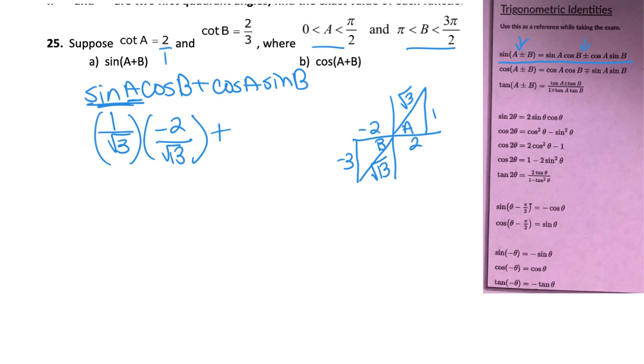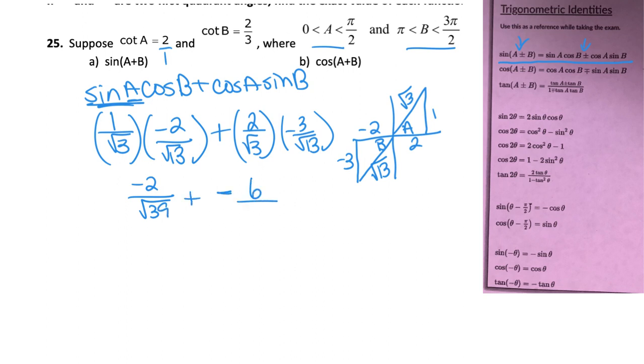Then you have a plus sign. Then we go on to cosine A. Well, cosine A is going to be 2 over the square root of 3. And then sine of B is -3 over square root of 13. So when you multiply this all out, we're going to get -2 over the square root of 39. Plus, this is going to end up being a negative as well, -6 over the square root of 39.